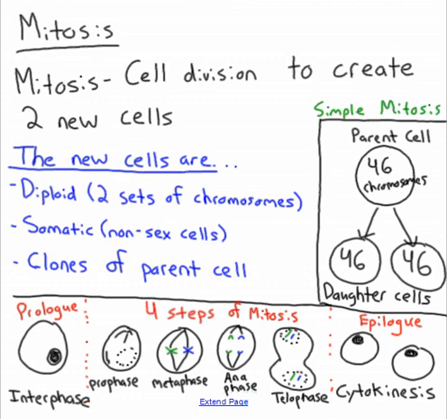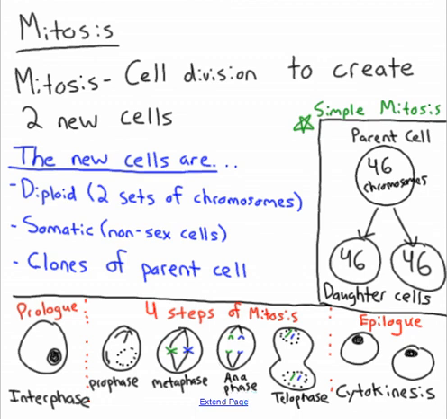They're not being used for sex. And then finally, these new cells are going to be genetically identical to the parent cells. So they're going to be clones of the parent cells. I got a simple image of mitosis over here. I would definitely recommend writing that down.